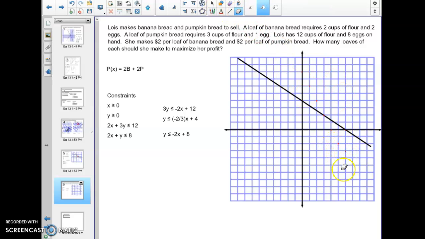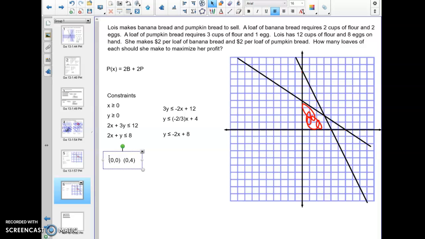We can get rid of that little dot there. Make sure that showed up. Okay, and now we can do our line. Okay. And now here's the region we're dealing with. And it's created by 4 points. The 4 points are 0, 0, 0, 4, 3, 2, and 4, 0.